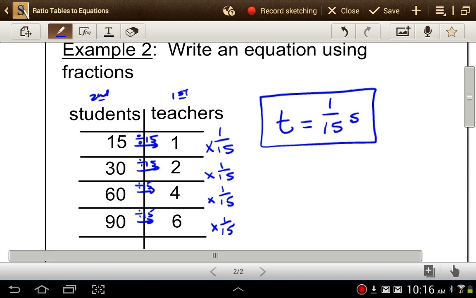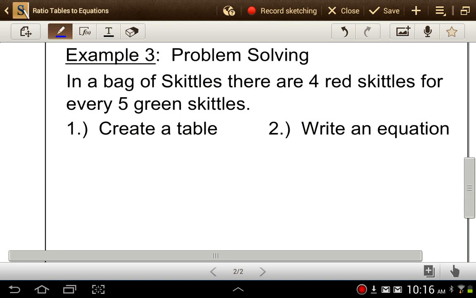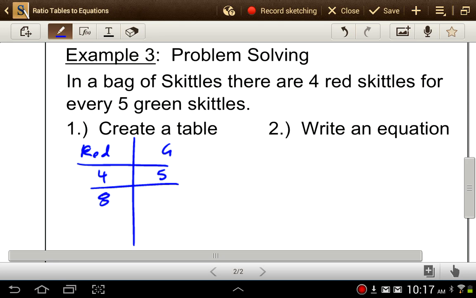Otherwise, I'm moving on. In my last example, we got a little problem solving. So you're going to have to draw the table and then write an equation. In the bag of Skittles, there are 4 red Skittles for every 5 green. So let's do red first, and then green second. 4 red, 5 green. I'm going to make a little table: 8, 10. Let's do another one, 12, 15. And let's do one more, 15, 20.